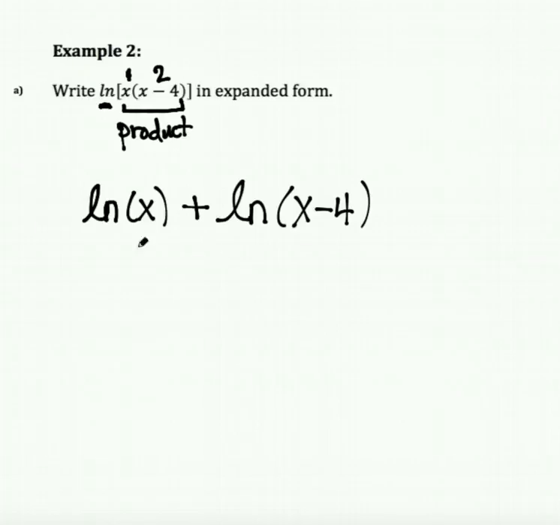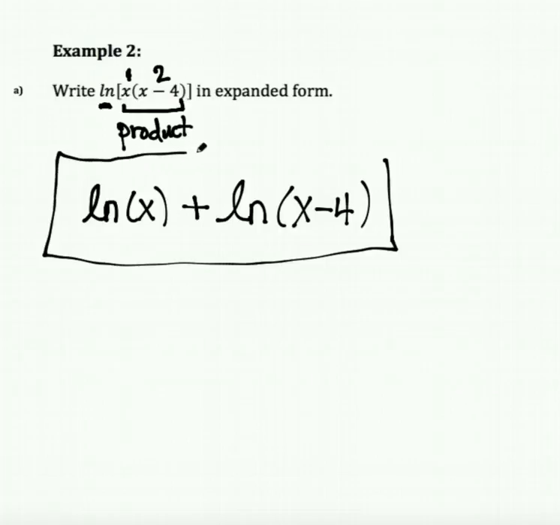Now I look at natural log of x and I say, do any other rules apply? Well, no. I look at natural log of x minus 4. Do any other rules apply? Well, I have subtraction between these two. The only rules we have are if there's multiplication or division between the two. So since we have subtraction, we can't go any further. So my answer is natural log of x plus the natural log of x minus 4.